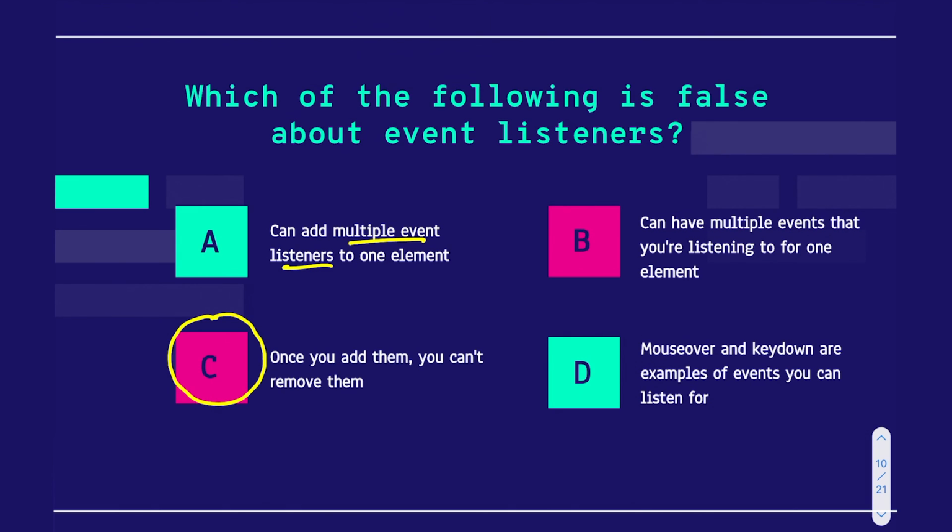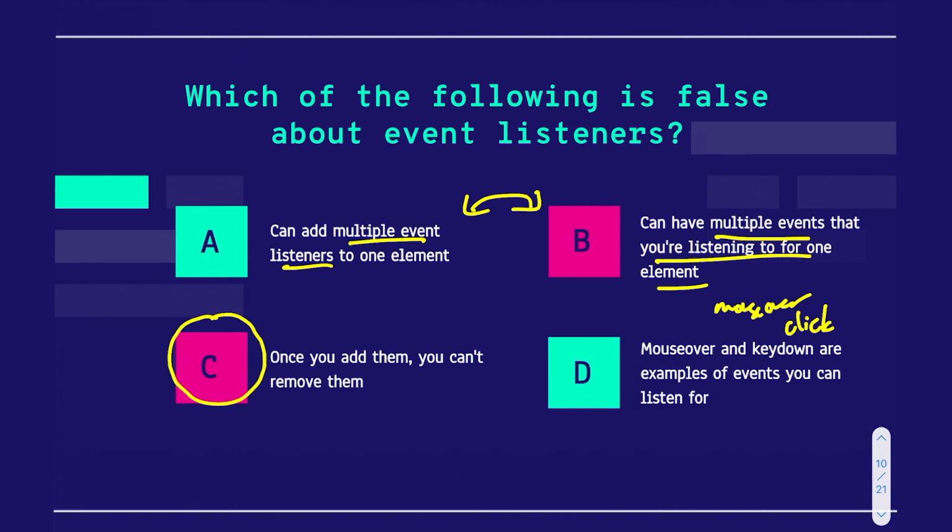B, can have multiple events that you're listening to for one element. Sorry, I might have switched these two. So it can have multiple events you're listening to for one element. This is true. For example, mouse over or on click. Those are two events you can listen to.